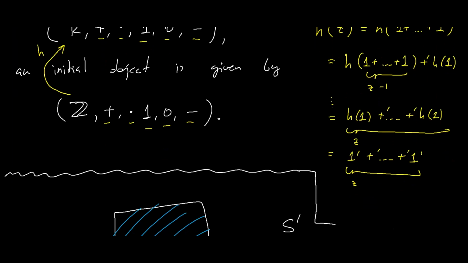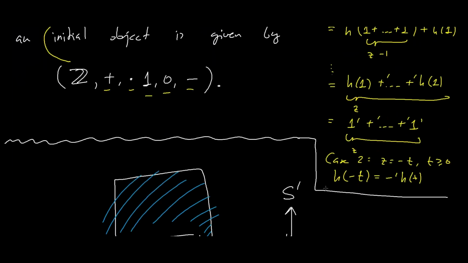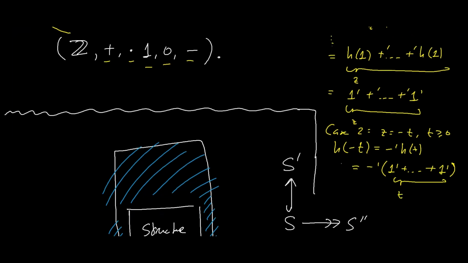But of course, with negative numbers, it will be similar, because now we can rewrite. In case 2, H of minus Z, where Z is still, so let me call it minus t. So Z equals minus t, where t is now bigger or equal to 0. So that's case 2. H of minus t must be the same as minus prime H of t, by the fact that minus must also be preserved. And then we again arrive at something that's forced, right? Because now we can use the previous result to say that this must be the same as 1 prime plus 1 prime all the way like that, t many times. So again, we arrive at a unique value for this.